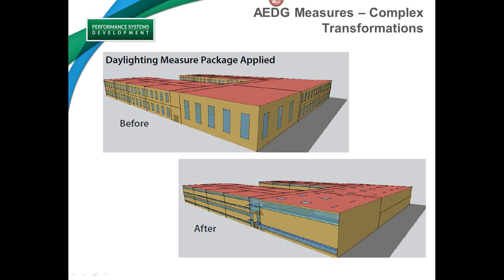And what did that measure do? If you look here carefully, you can see it actually changed the size of the window. It changed the properties of the window. It did that by window orientation. It added skylights to certain space types. It left certain space types alone and did not add skylights. It removed windows from certain orientations. And essentially what it does is instill best practices as they're described in the AEDG guides.